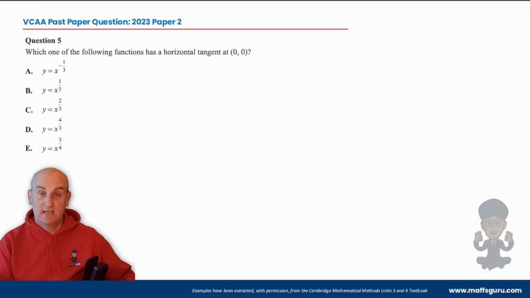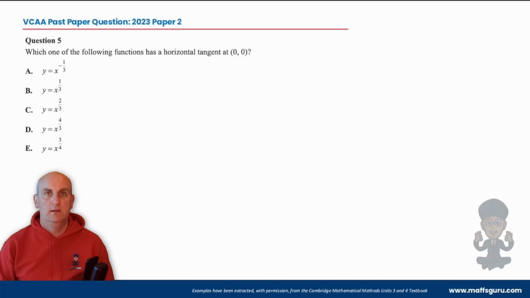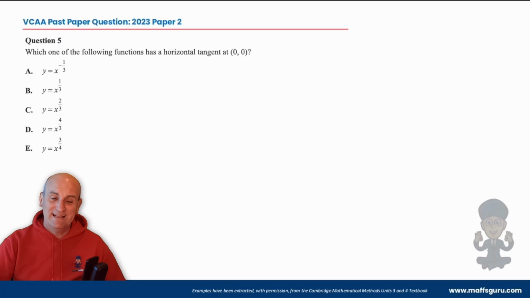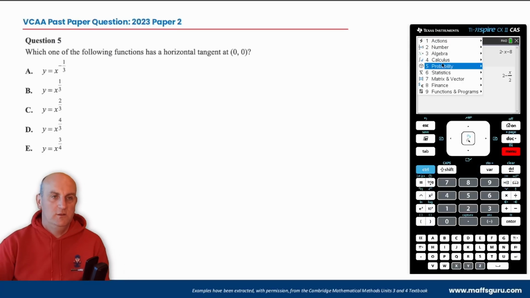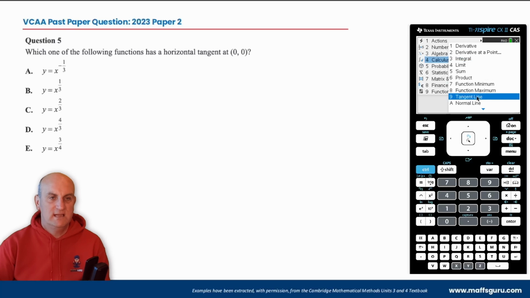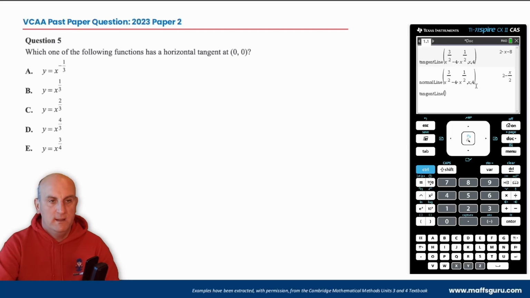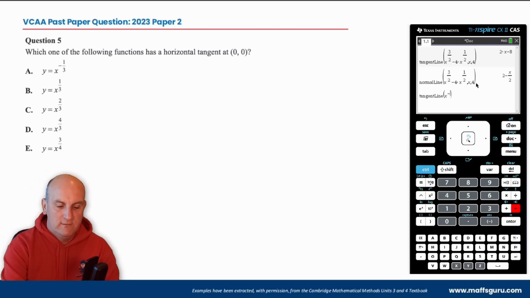Okay, so now I'm going to do a couple of VCAA questions. This one came from 2023 paper 2, and I don't want to blow this video out too much by doing too many. Question 5 said, which one of the following functions has a horizontal tangent at (0, 0)? I'm sure there are lots of ways of doing it, but it's a CAS-able question, so I'm going to fire up my calculator. I'm going to go menu, calculus, tangent line, and put the first one in: x to the power of negative a third, comma, x, comma, and we want 0, 0.